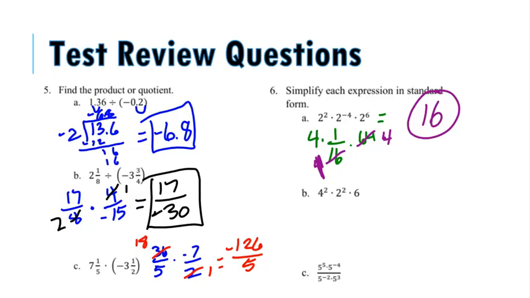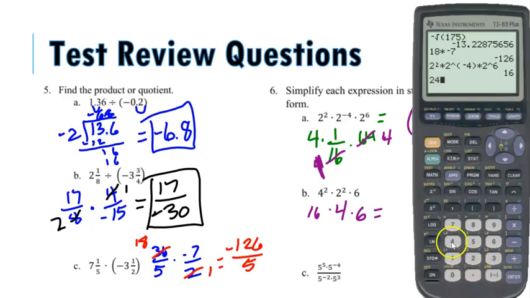Letter B, 4 squared is 16. 2 squared is 4 times 6. So we have 24 times 16. Again, we'll use our calculator. 24 times 16. That gives us 384.